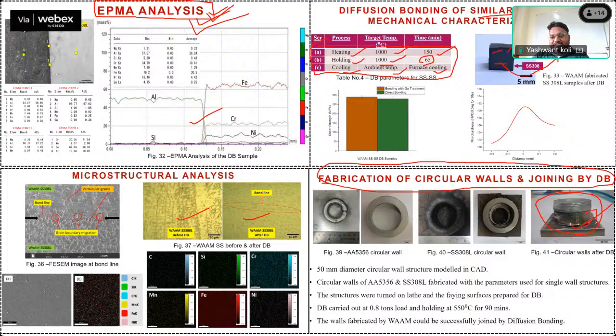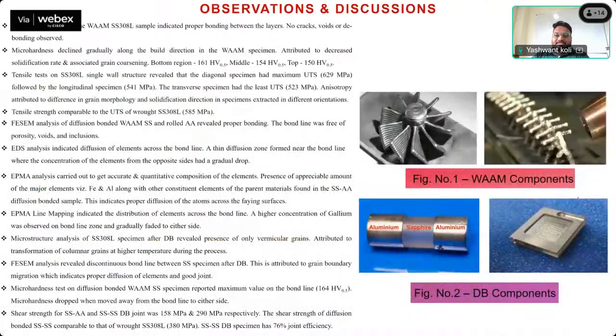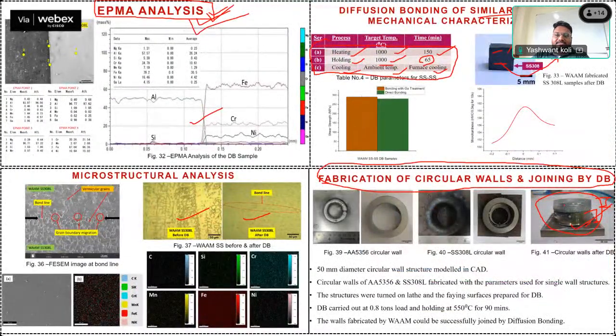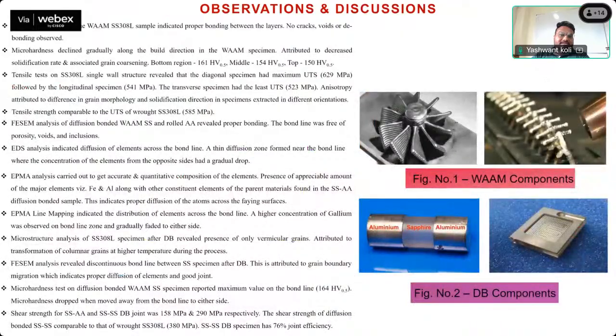The bottom part is stainless steel and the top part is aluminium. It is a circular component, not a normal one. Observation and discussion we have already covered. The tensile strength was this. The FESEM results showed the bond length was free of defects and porosities. I don't want to repeat it.